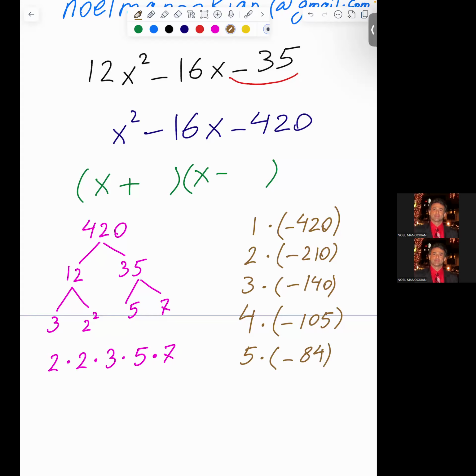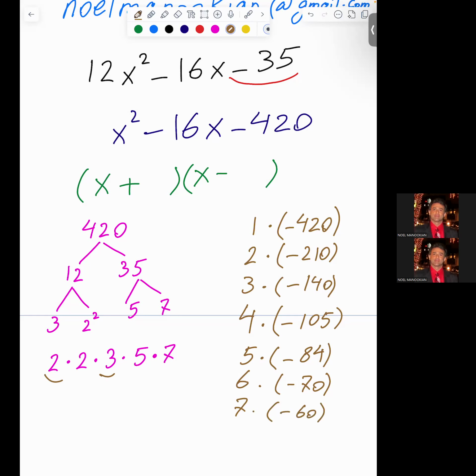It can be divided by 6. I have here 2 and 3. So 6 times negative 420 divided by 6, negative 70. Still, when you add negative 70 and 6, you're not going to get negative 16. 420 can be divided by 7. So 7 times negative 60.